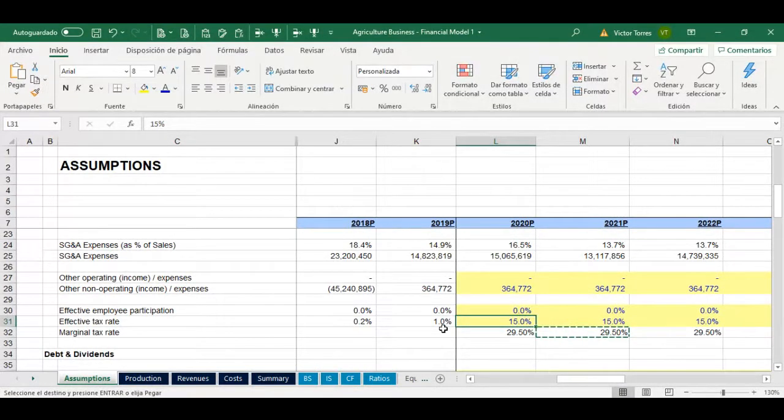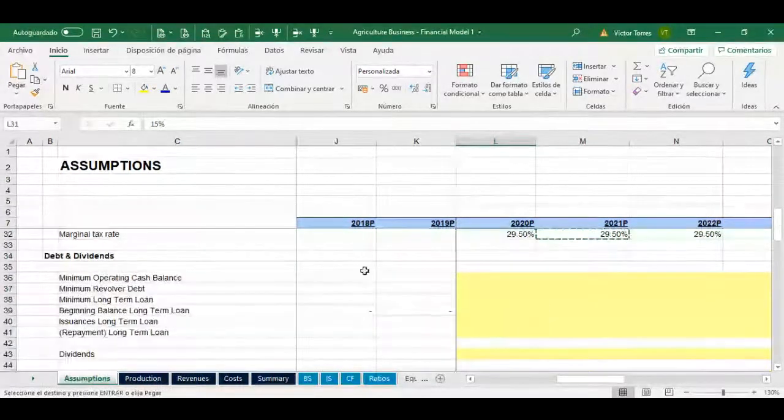Even going further, there have been several tax exemptions in the agriculture business, in this particular case a sugarcane producer, and that's going to impact the number that we're going to be seeing, right?